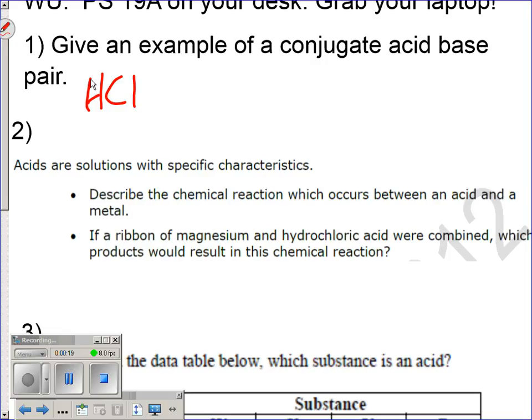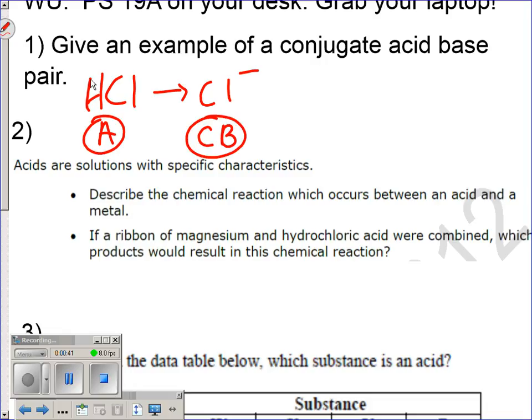They donate. They donate what? Protons or H pluses or hydrogens, however you want to say it. Same thing. Make this donate an H plus. What does it become? Just chloride, right? Because it has donated its only H plus out into the world. So this is an acid, and this is its conjugate base. That's called a conjugate acid-base pair.